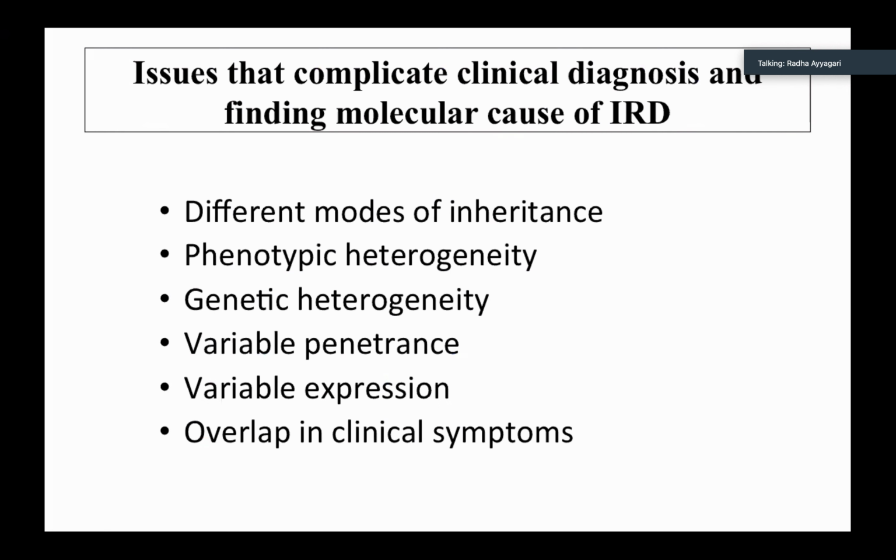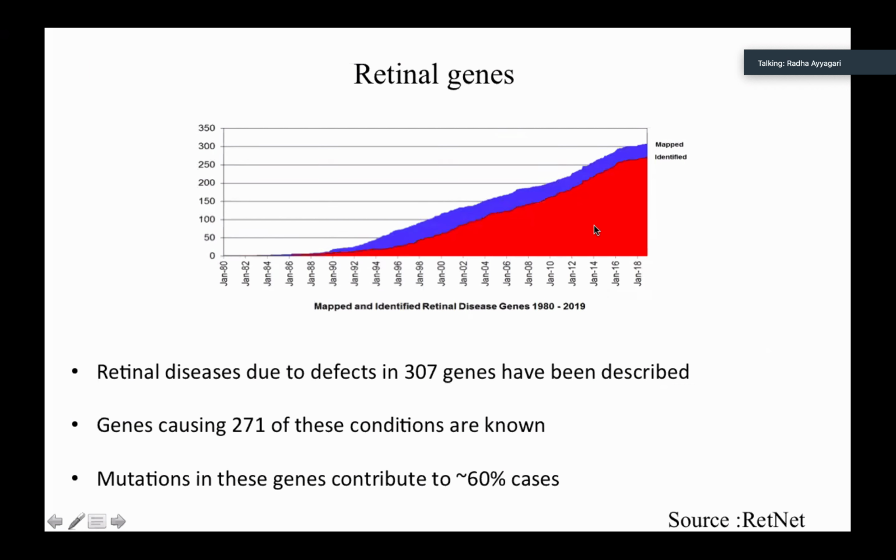As you know, there are several issues that complicate the diagnosis of these diseases, both clinically and with reference to molecular diagnosis. Some of these I listed here: different modes of inheritance, phenotypic heterogeneity, genetic heterogeneity, variable penetrance, variable expression, and overlap in their clinical phenotype. This is a slide most of you are familiar with. At this point, there are at least 307 independent loci that are associated with retinal degenerative diseases. Among them, we know about 280 of those genes. And mutations in these genes contribute to about 60% of cases.